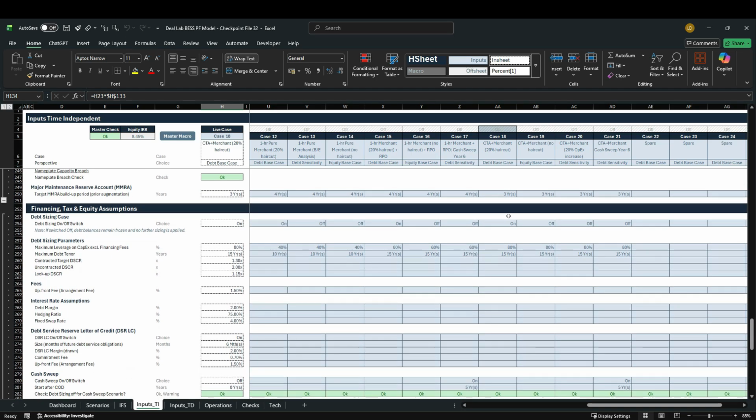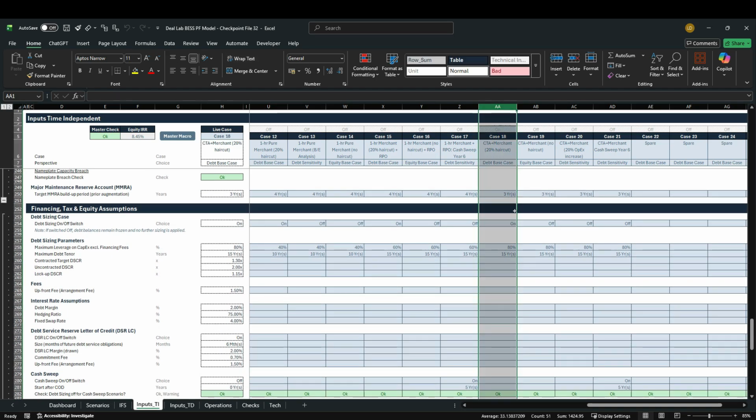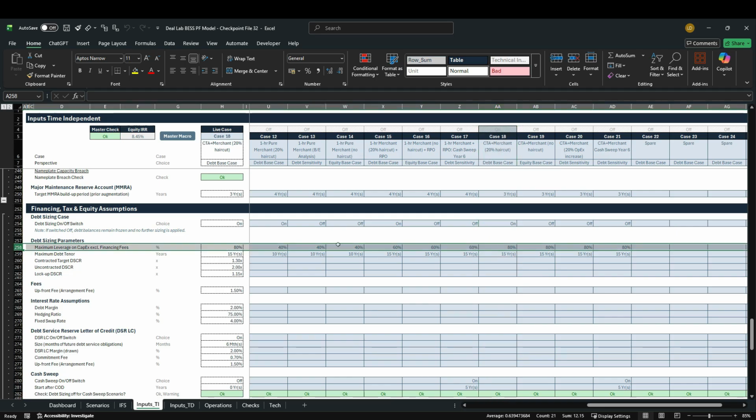Then let's scroll over to our debt section, and you can see that again case 18 is our debt base case or debt sizing case, which means we will use that profile and copy and paste it for the other 3 cases. Here, lenders actually allow for a maximum leverage of 80%, and that will be mainly due to the 10-year tolling agreement and a maximum debt tenor of 15 years.